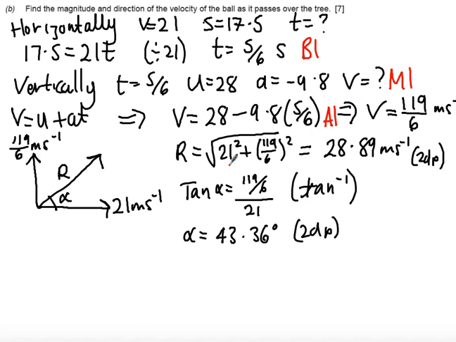Next, we get a method mark if you have used the magnitude of the resultant in order to find 28.89, which gets an answer mark. And then we get a method mark for stating that tan alpha is 119/6 over 21, and an accuracy mark if you come out with the angle of alpha as being 43.36 degrees to 2 decimal places.